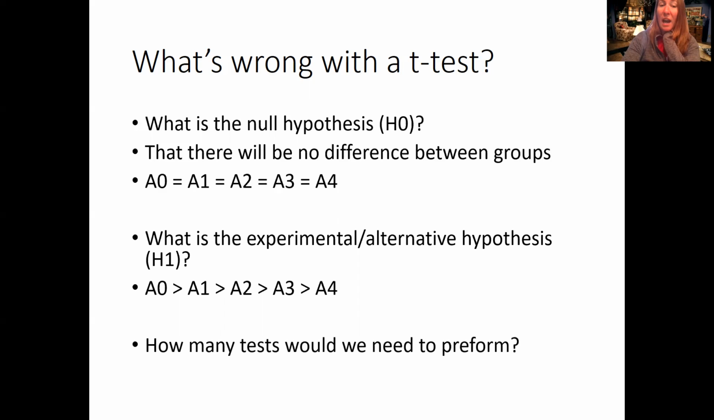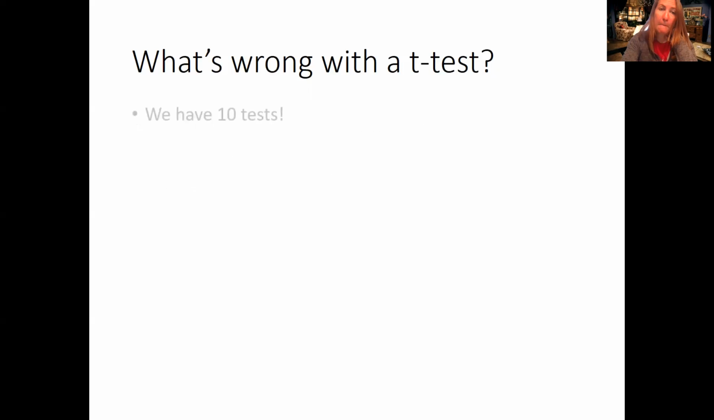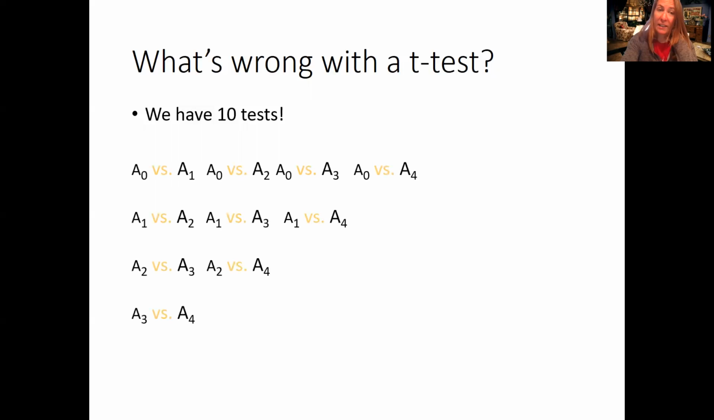So when we do this, how many tests will we need to perform? We're going to compare this one to this one to this one to this one to this one, right? So A0 to 1, 2, 3, 4, and then A1 to 2, 3, 4, so on and so forth. So we end up with 10 different tests here for our t-test. So if we have 10 tests, here's all the tests that we would be doing, okay? So these are all of our tests.